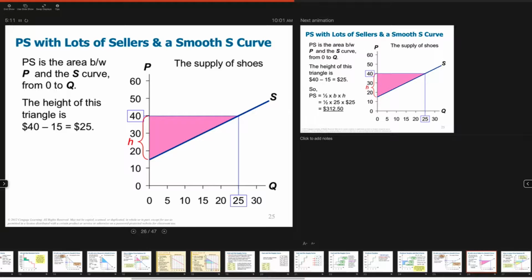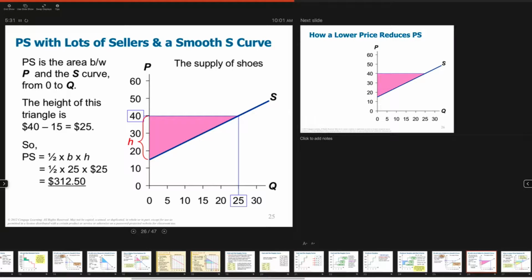Why are you subtracting 15 in your equation? To find the height of the triangle. Where'd you get 15? That's where the supply curve meets the y-axis. Oh, okay. So the height of the triangle is 25. The length of the triangle is 25. Half of that. Producer surplus, 312.50 times 1,000, right?